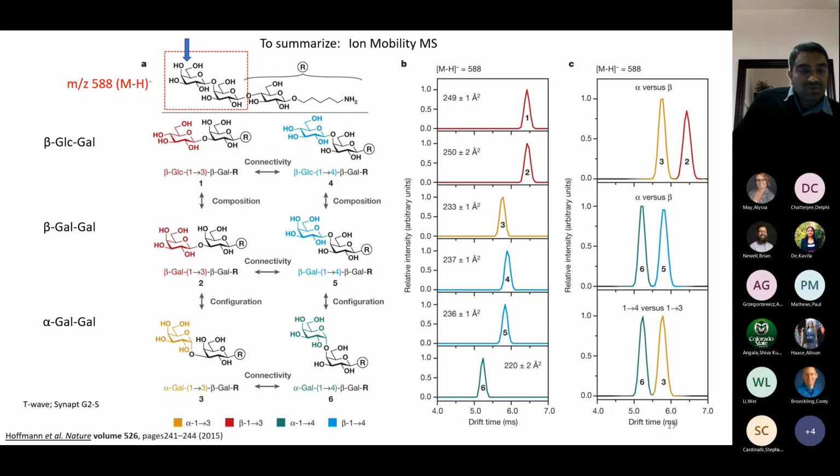And then 1,4 versus 1,3, 6 and 3. So this is 6, alpha 1,4 galactose, and alpha galactose 1,3. So they were well resolved. But when it comes to glucose, 1 and 2, you have beta glucose 1,3 and beta galactose 1,3. Mass spec cannot separate these things. So this is the limitation where mass spec comes to its knees, that it cannot distinguish between the sugars.